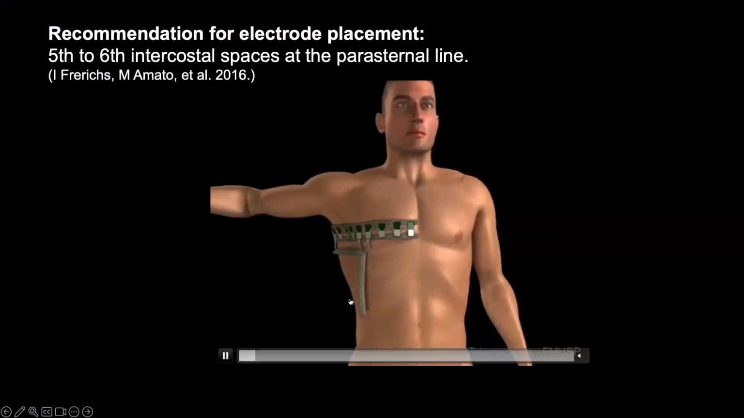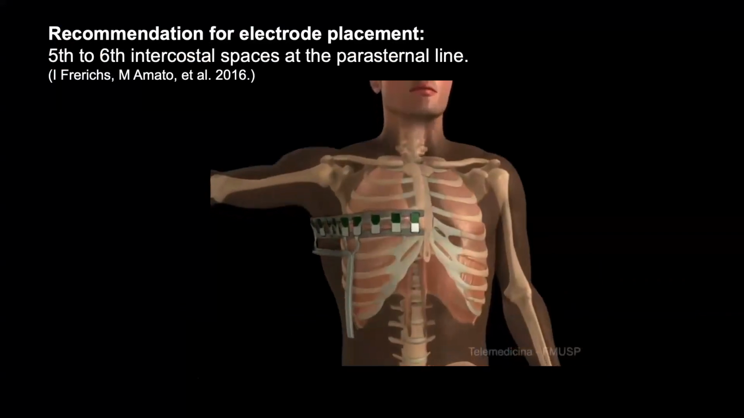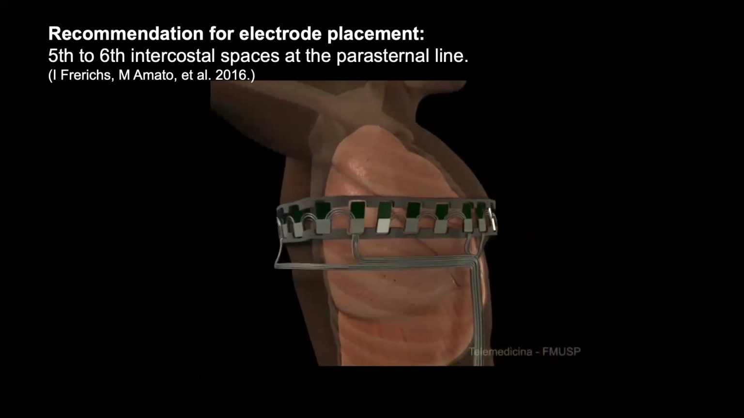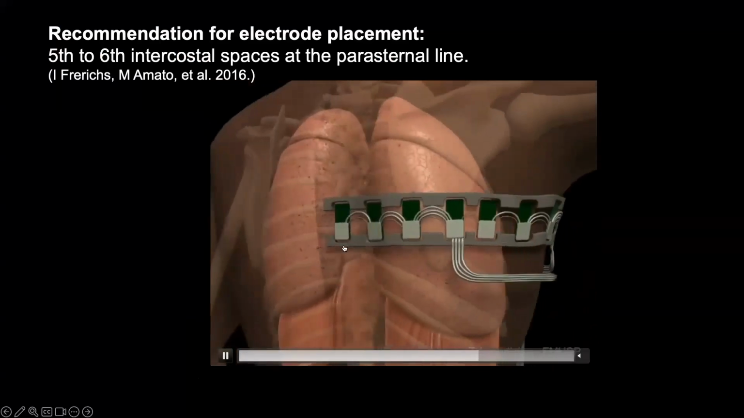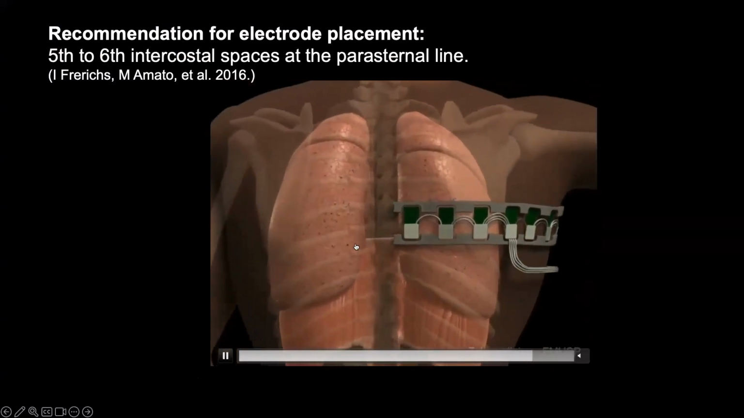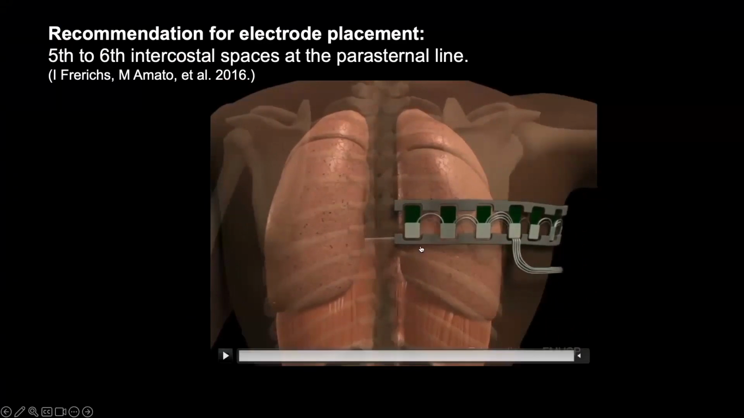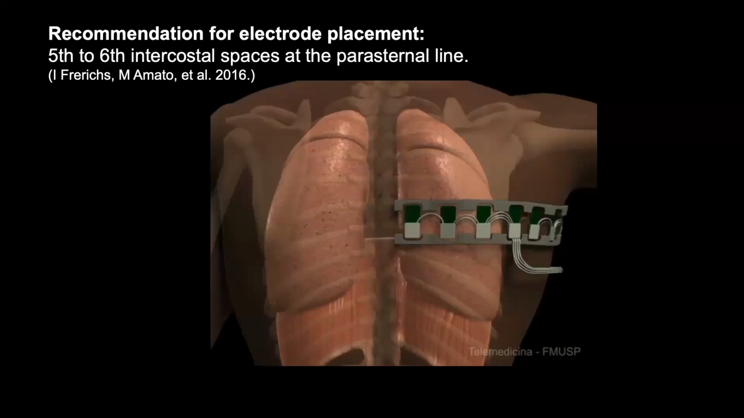The array of electrodes is typically placed in one transverse plane, although oblique placement has also been described. The electrode placement is generally in the 5th to the 6th intercostal space at the parasternal line, which allows us to have a good assessment of ventilation distribution. And in general, we do not recommend placing the electrodes below the 6th intercostal space in supine subjects because the diaphragm may periodically enter the measurement plane.